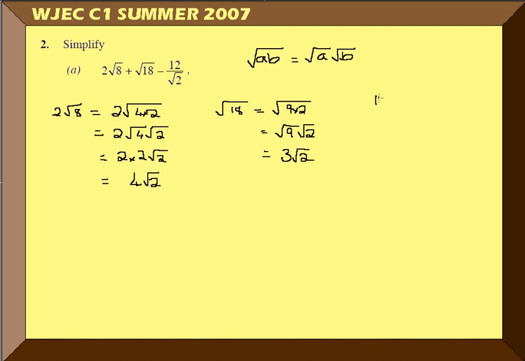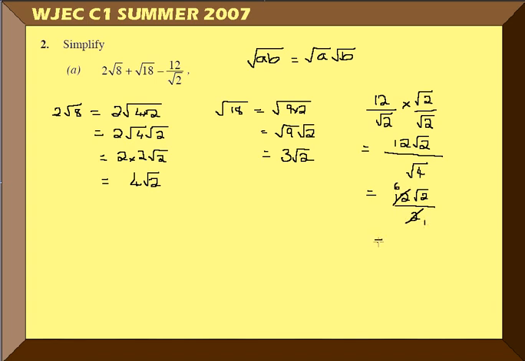The third expression has a surd on the denominator. The standard method for eliminating the surd on the denominator is to multiply top and bottom by that surd. So we times top and bottom by the square root of 2. On the denominator, the square root of 2 times the square root of 2 is the square root of 4, which of course is 2. On the numerator, 12 root 2. Square root of 4, that's 2. And the 2 cancels with the 12 6 times to leave us with 6 root 2.